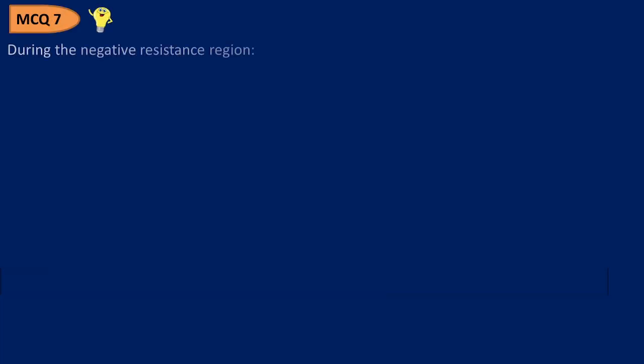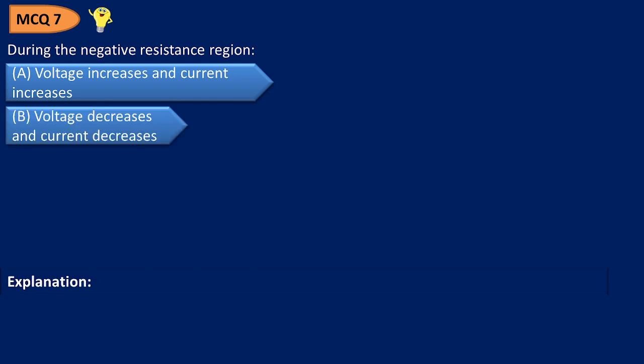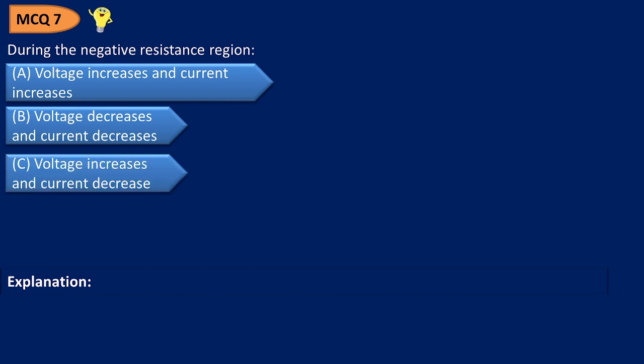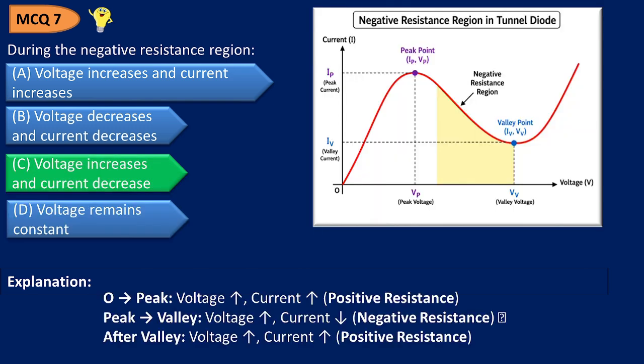Okay, so the seventh MCQ: during the negative resistance region, voltage increases and current increases, voltage decreases and current decreases, voltage increases and current decreases, or voltage remains constant. In the previous graph, I showed that the negative resistance region lies between the peak point and the valley point, and in this region the current decreases with increasing voltage. So option C is correct: voltage increases and current decreases.